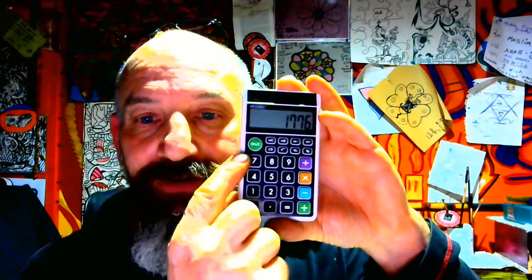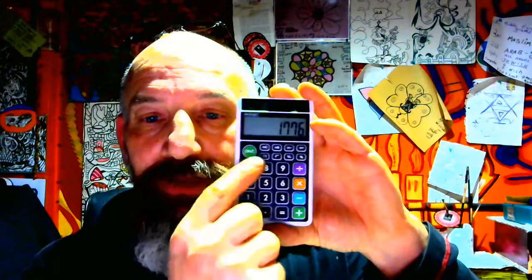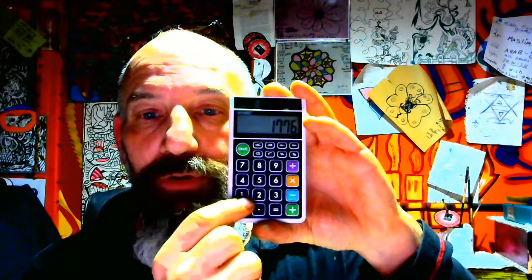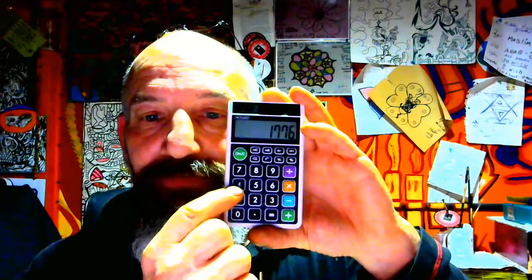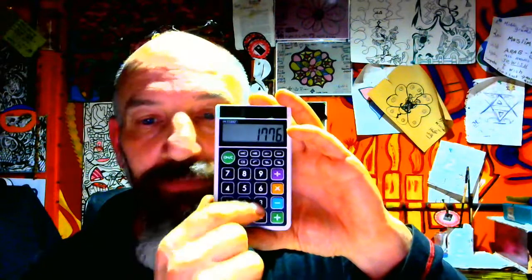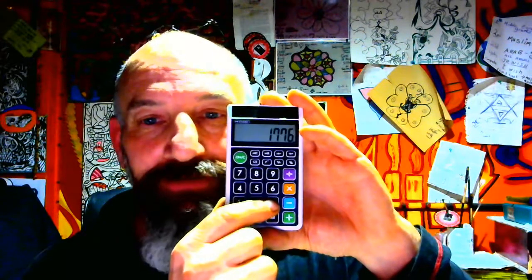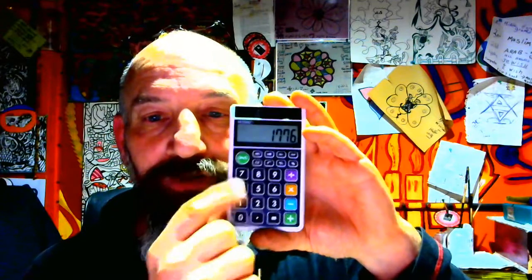2 and 5 is 7. 2 and 8 is 10 is 1. 8 and 5 is 13 is 4. Boom, boom, boom. Now where does this one go? 1 and 4 is 5. 1 and 7 is 8. 7 and 4 is 11. Where does this one go? This one stays home. These little monkeys stay home. But these ones crisscross between each other.